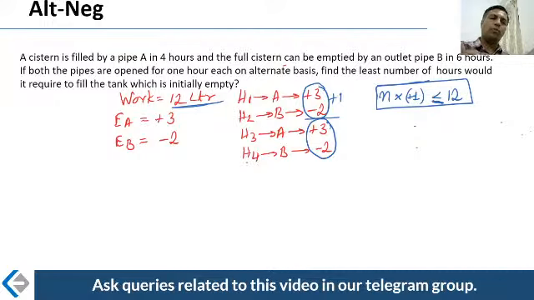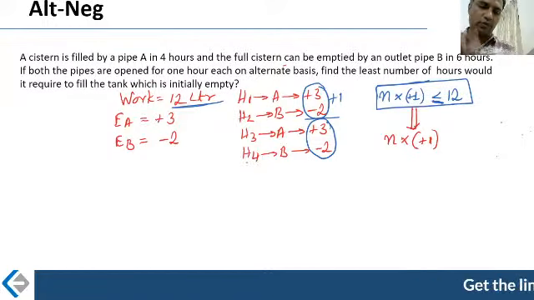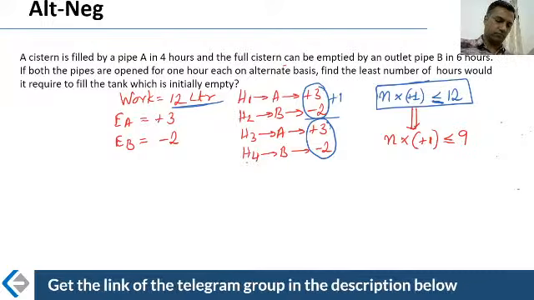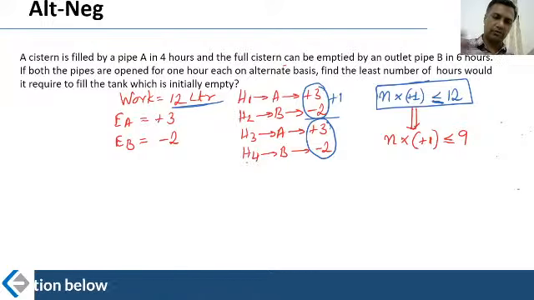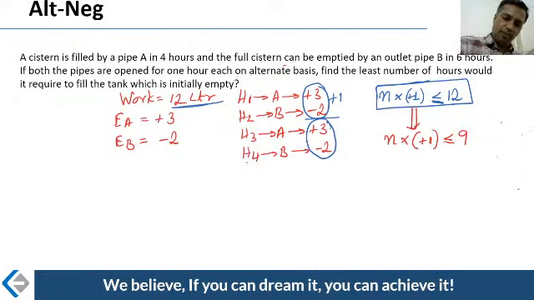But here there is a small change. Because of the negative work, what you should be writing here is N into the net result. The net result is 1 liter filled at the end of 2 hours, because N is pairs of hours, where N is a natural number. It should be less than or equal to, remember this, 9. Now why did you write 9? From where did you get this 9?